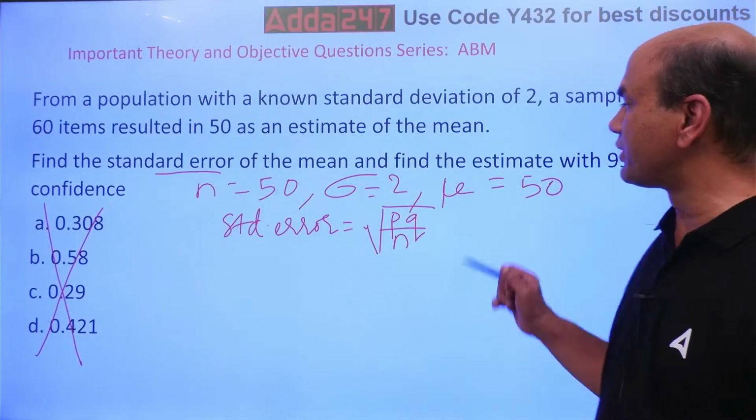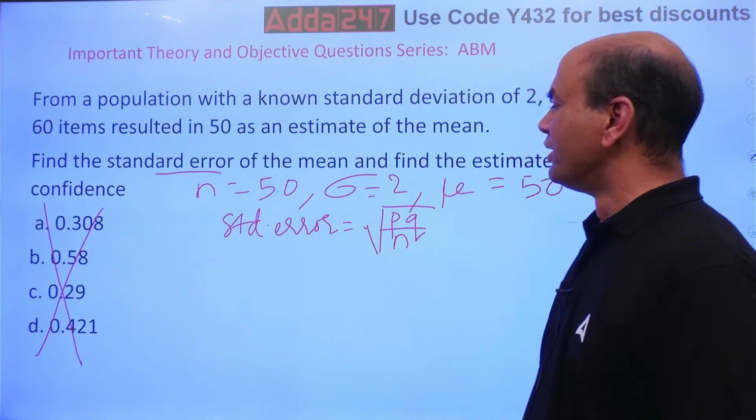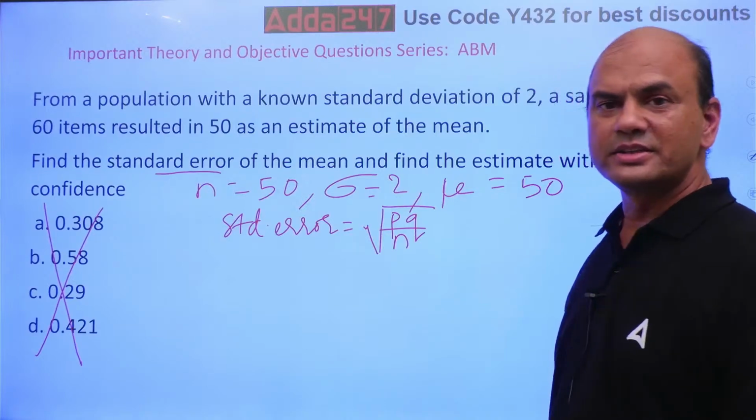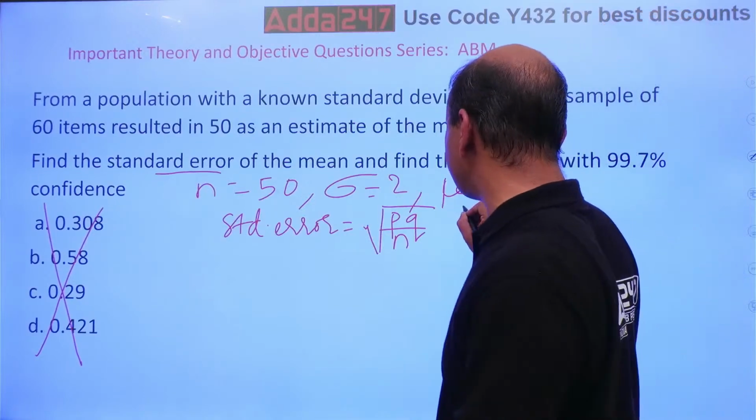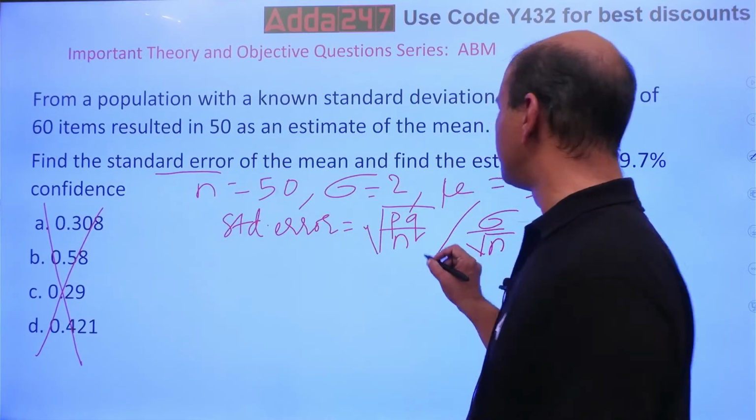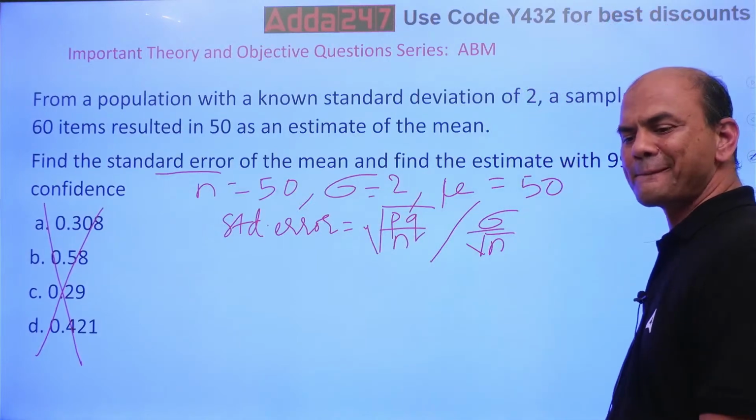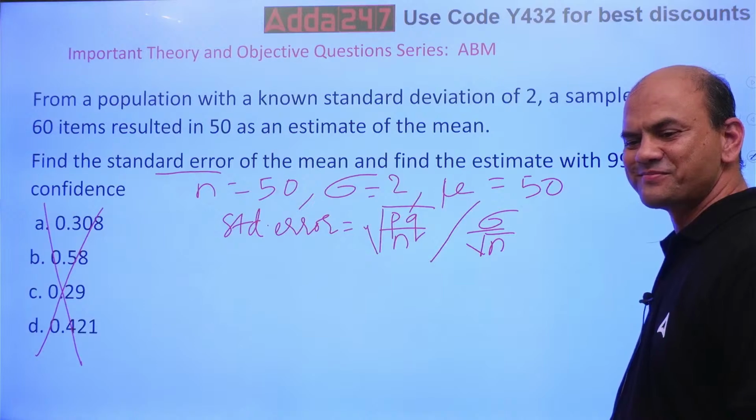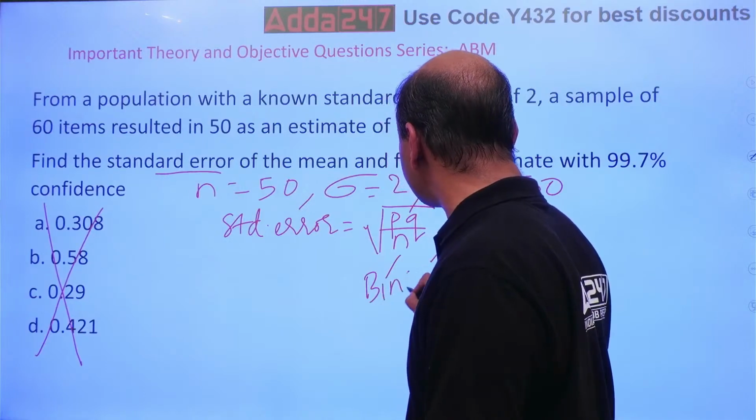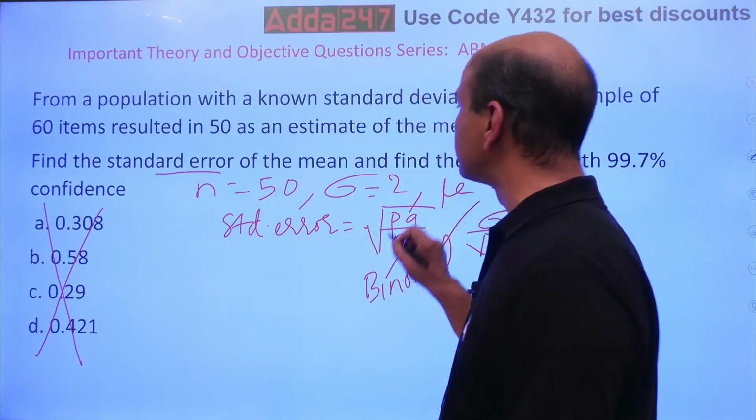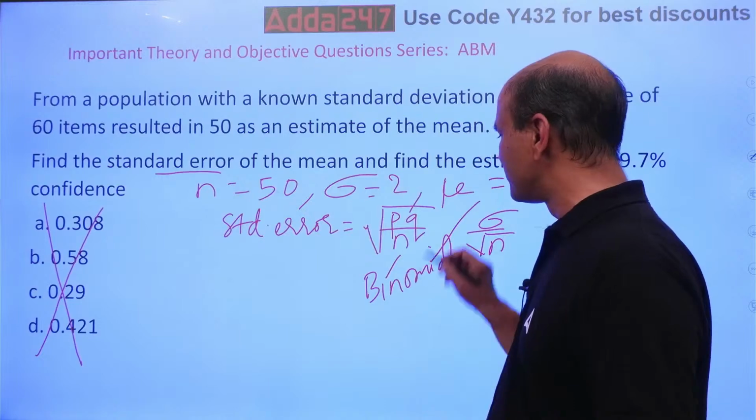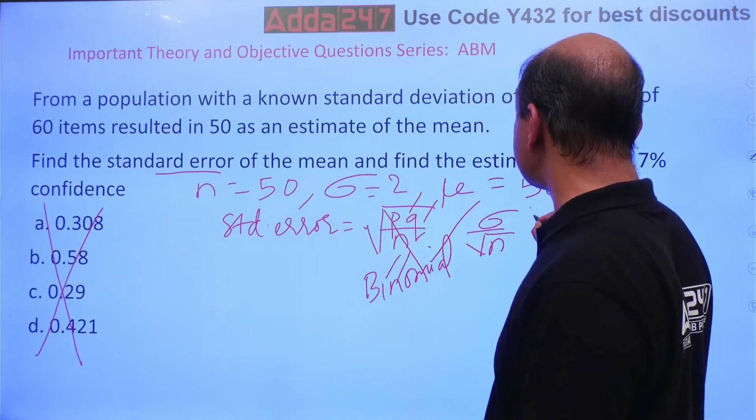Root of PQ upon N. What is PQ? Just now we did two problems. One was PQ upon N, the second was psi upon root of N. Which one will you use? This or psi upon root of N? This is for binomial. Kindly note, binomial. Is there a binomial problem over here? Are there two results possible over here? Nothing like that, so this cannot be used. So you'll be using psi upon root of N.